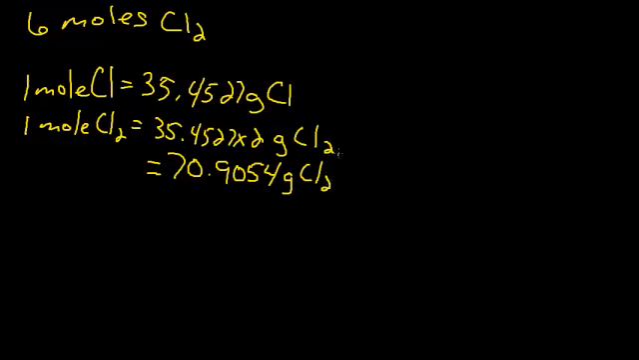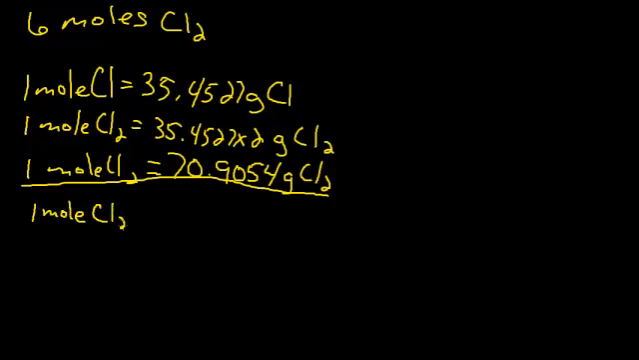Okay, up here was chlorine. This here is Cl2. So 1 mole of Cl2 has 70.9054 grams. This is what we use to solve this. Once we have these equations, we make our ratios: 1 mole of Cl2 per 70.9054 grams of Cl2.